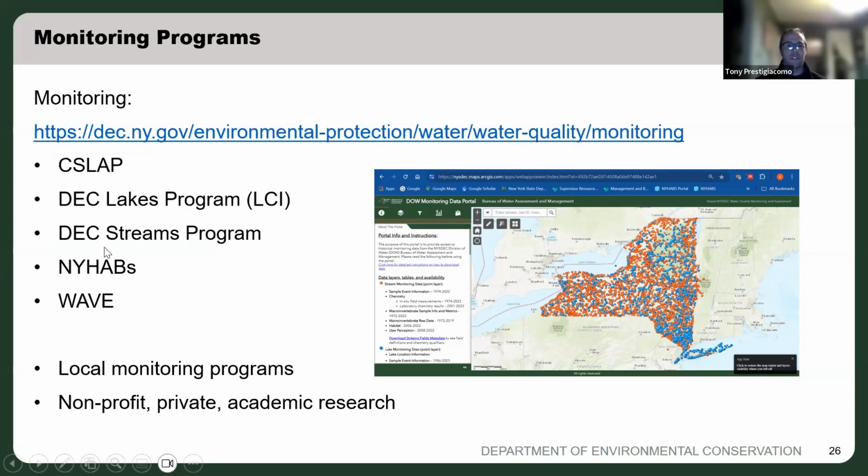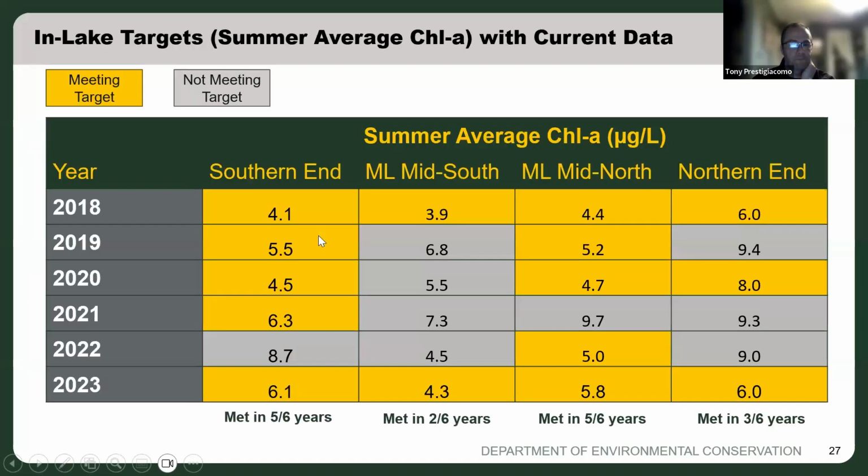Other programs: the DEC LCI program, Streams program, NYHABS obviously is providing information on algal bloom reports. WAVE is a volunteer macroinvertebrate sampling program for streams. And that's in addition to local monitoring programs. Ithaca area has a lot of good active partners collecting data from around the watershed and in the lake. And of course, not-for-profit, private, and academic research is also being conducted on Cayuga. And we'll work with those partners to make sure that we can use the data if we can. If it's of a sufficient quality, we'd love to use it in our evaluations of Cayuga Lake.